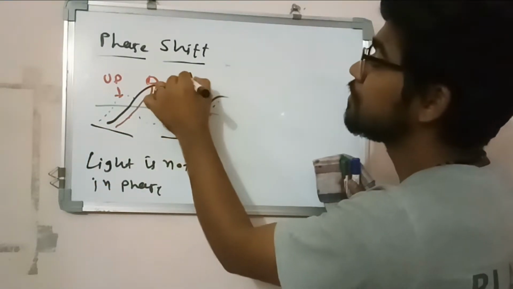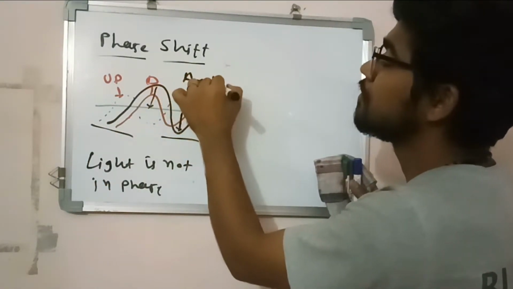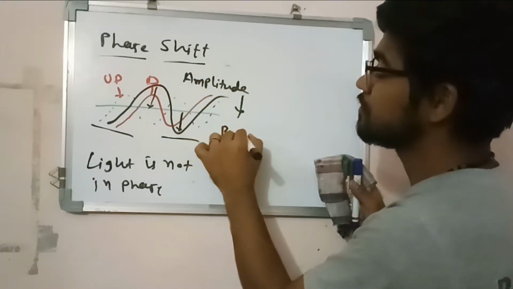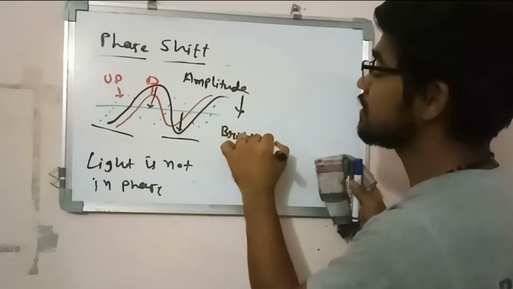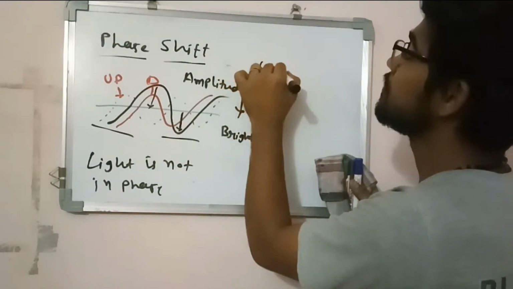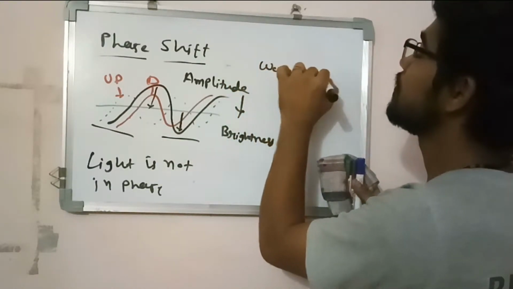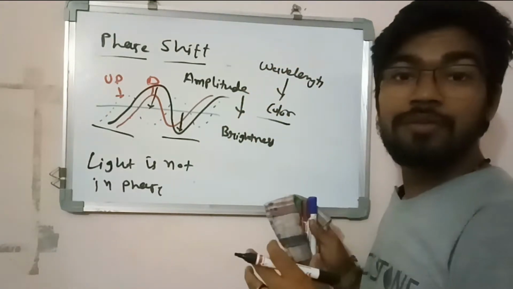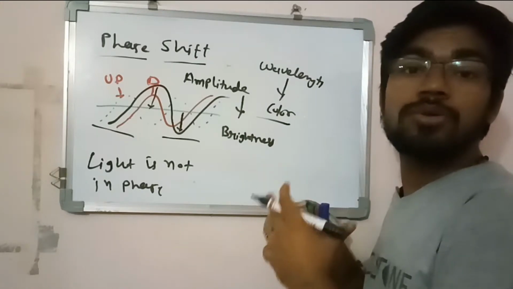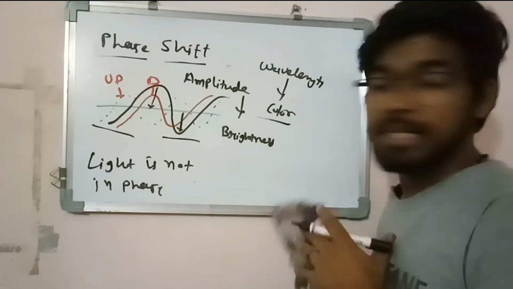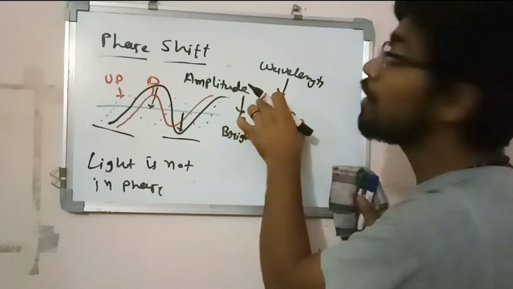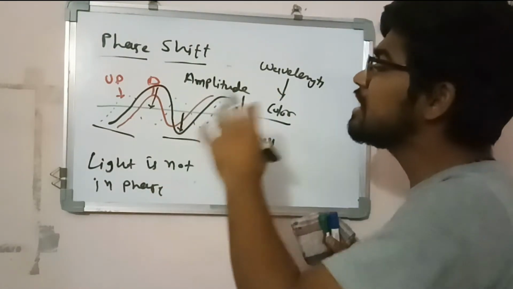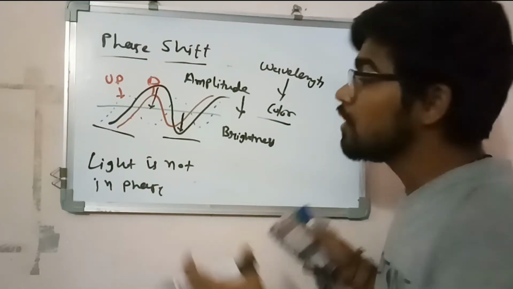So amplitude is related to brightness, and the wavelength is related to color. The shorter wavelength gives the blue color and the longer wavelength gives a red color. As we know, the wavelength is correlated with the color and the amplitude is correlated with the brightness. So a change in the amplitude means a change in the brightness also.